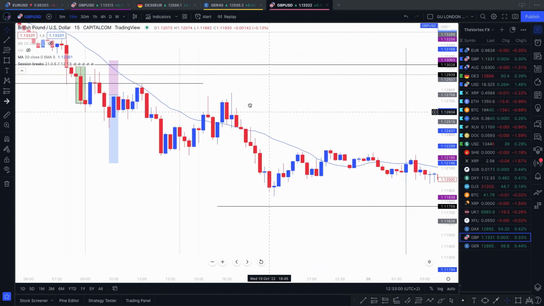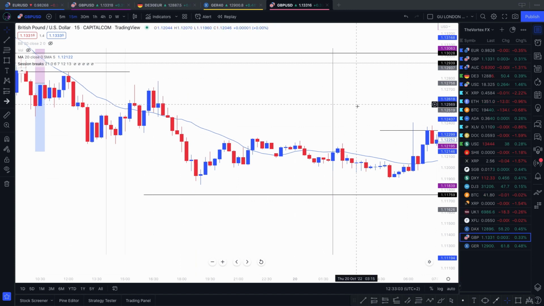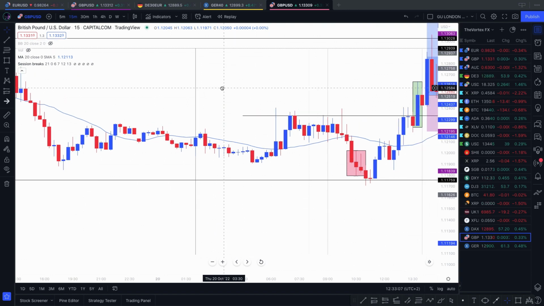So make sure you are on the right side of the trend. If the market is trending, you want to be on the same side as the market makers and the institutions.